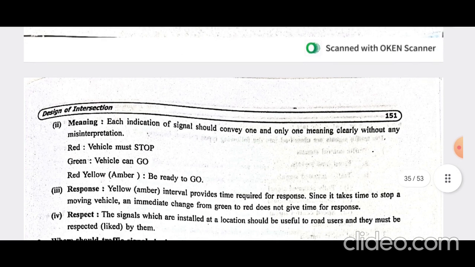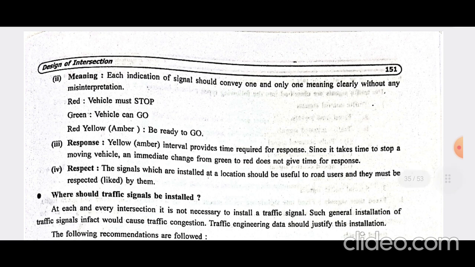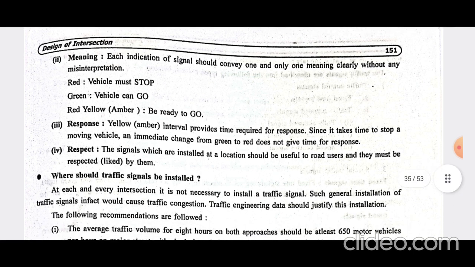Now the second basic requirement for the traffic signal is meaning. Each indication of the signal should convey one and only one meaning clearly in all areas. Like a red signal, the vehicle must stop. In all areas this meaning is the same. Next is the green light, so the vehicle can go, and the third one is the yellow amber light, so be ready to go.